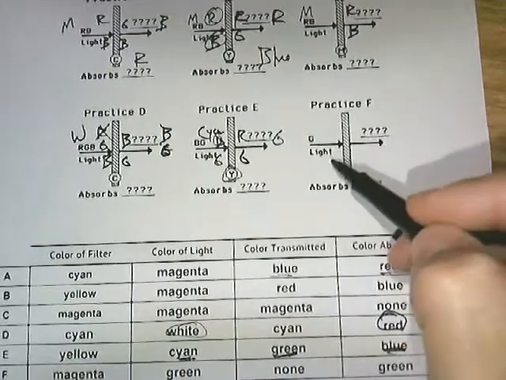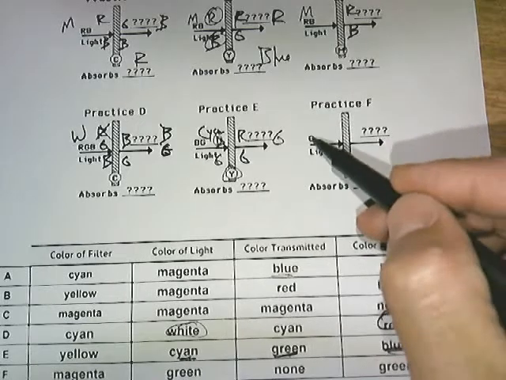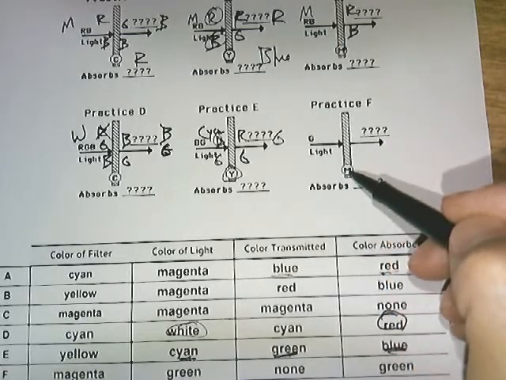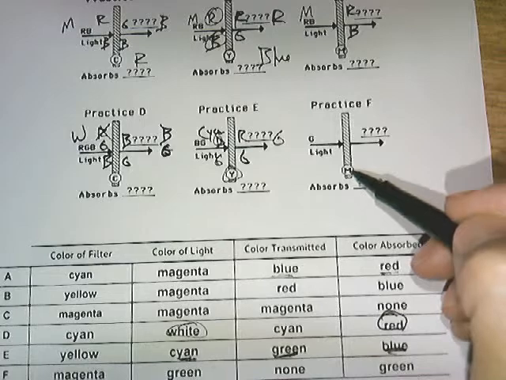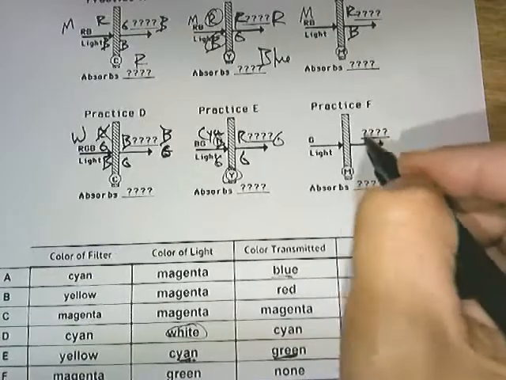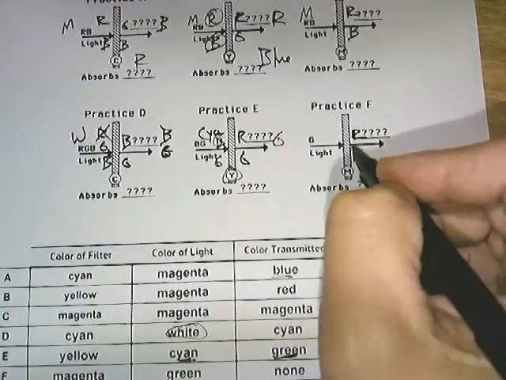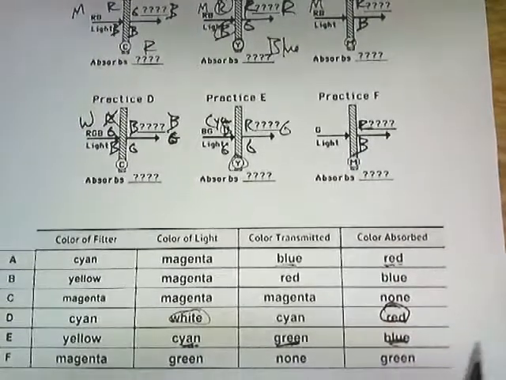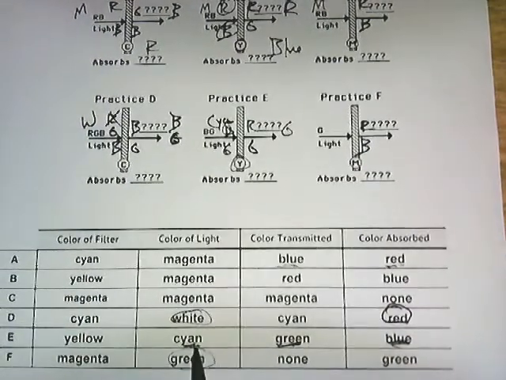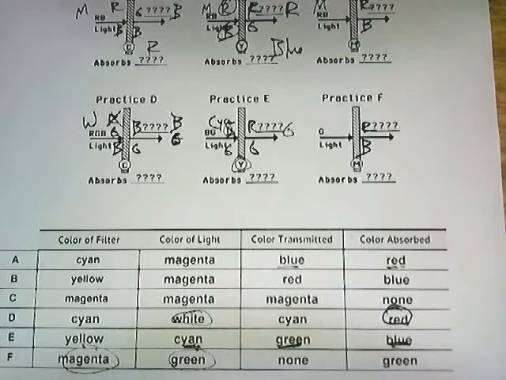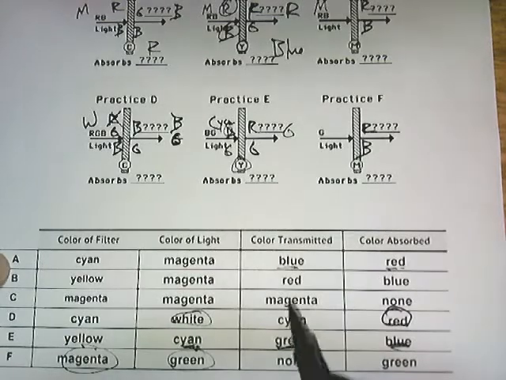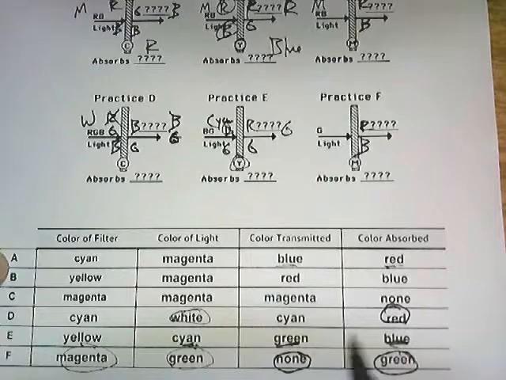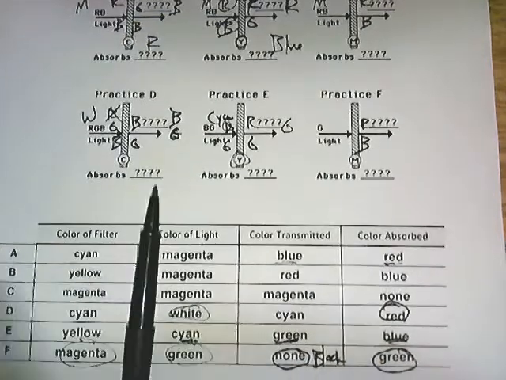And last but not least, practice F. I have green light coming into a magenta filter. Make sure that we realize that magenta is both red and blue, so R and B. And with green light coming in, there's a problem there. I have green light, I have a magenta filter. Notice that these are complements on my color wheel. So no color is transmitted, and the color that is absorbed is green. No color transmitted, that means I would see it as black, where black is the lack of color.